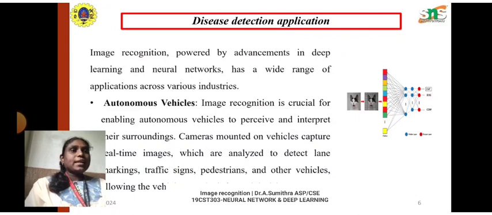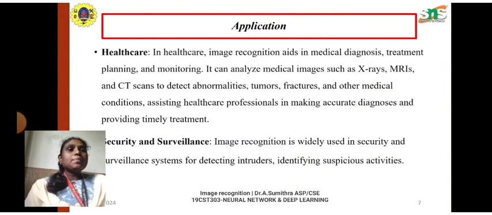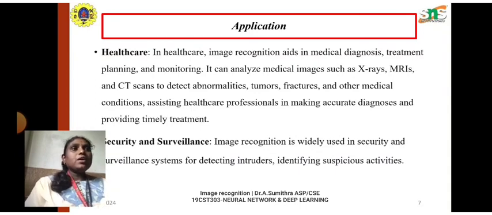The challenges in deep learning based image recognition. First, data quality and quantity. Deep learning models require large amounts of high-quality labeled data for training, which may be scarce or expensive to obtain in certain domains. Overfitting: deep neural networks are prone to overfitting, especially when trained on limited data. Regularization techniques such as dropout and data augmentation can mitigate this issue.